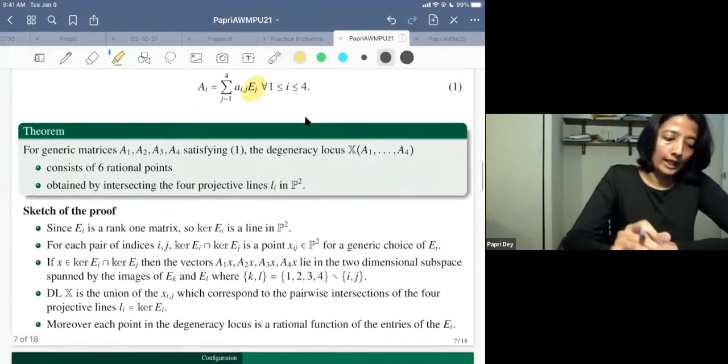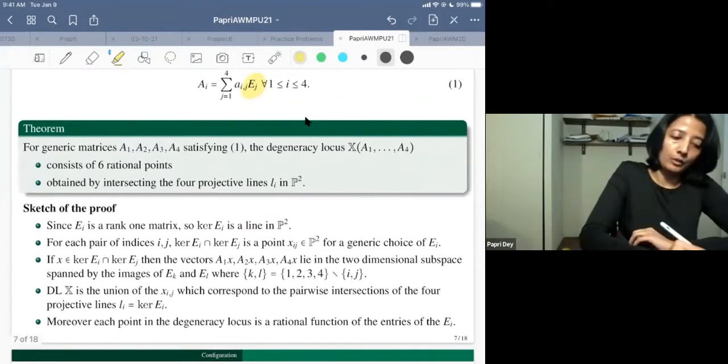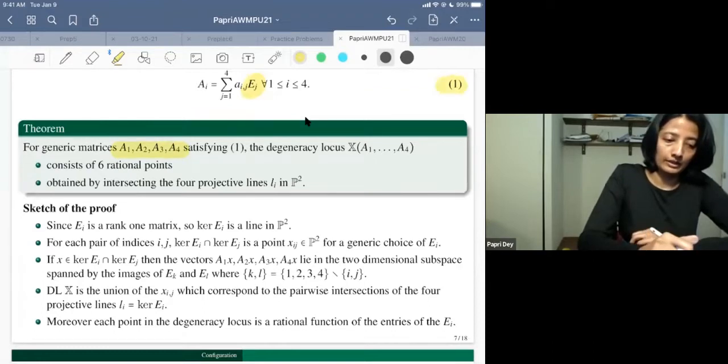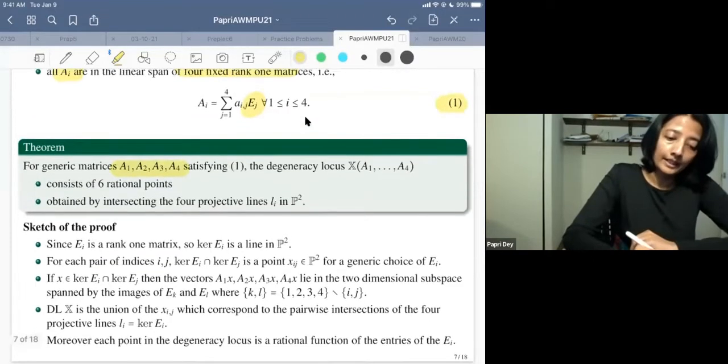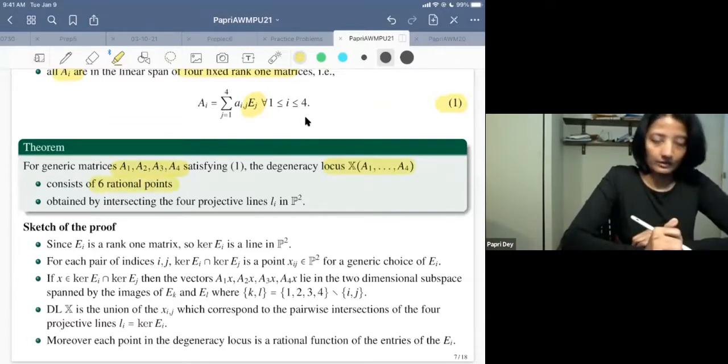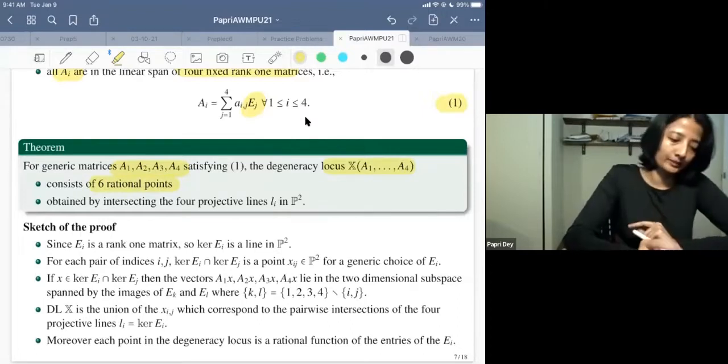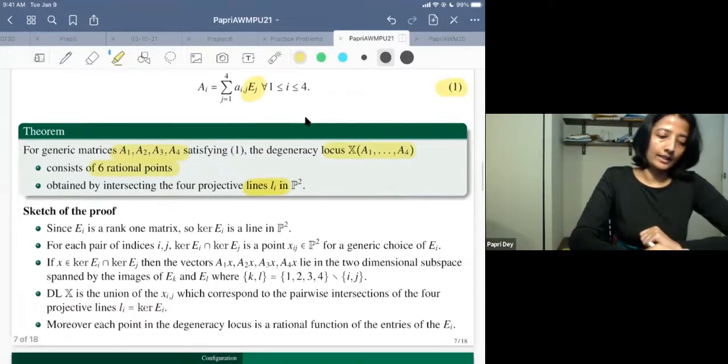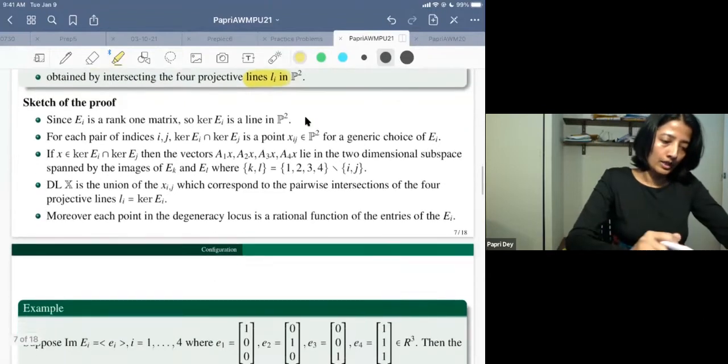Then we have shown that for generic matrices A1 to A4 which satisfy this condition 1, this specific choice, the degeneracy locus X consists of 6 rational points, the thing we desire. And they can be obtained by intersecting the 4 projective lines in P2. And here is the idea behind the proof.